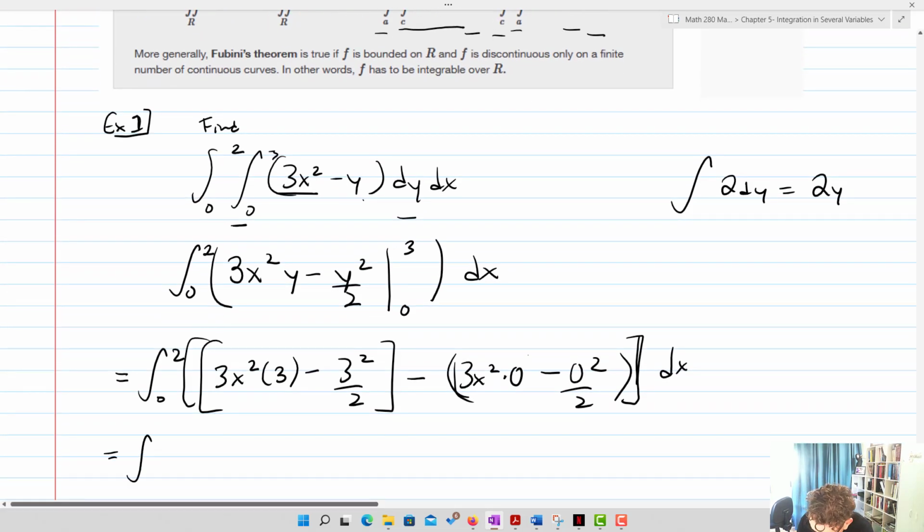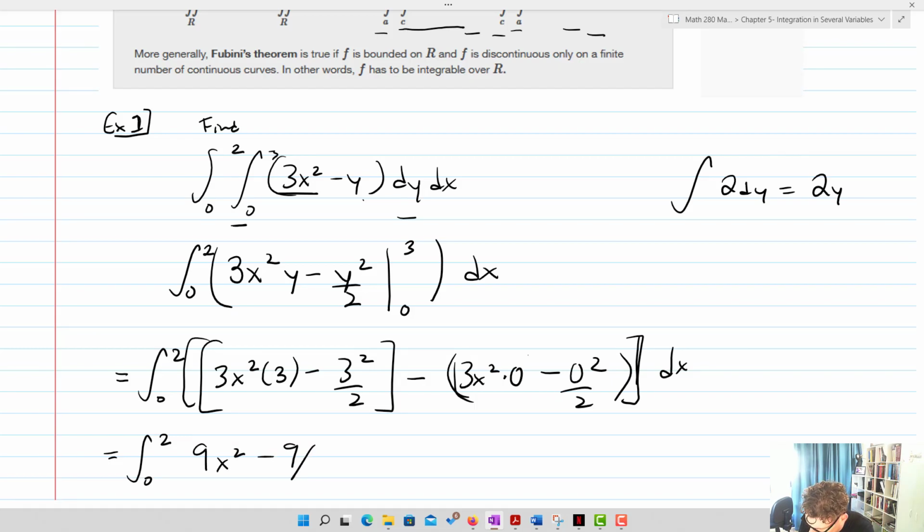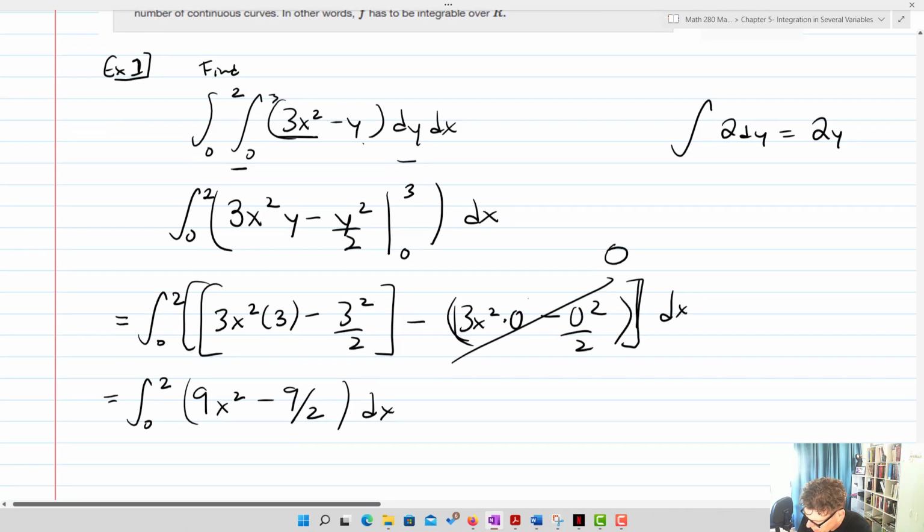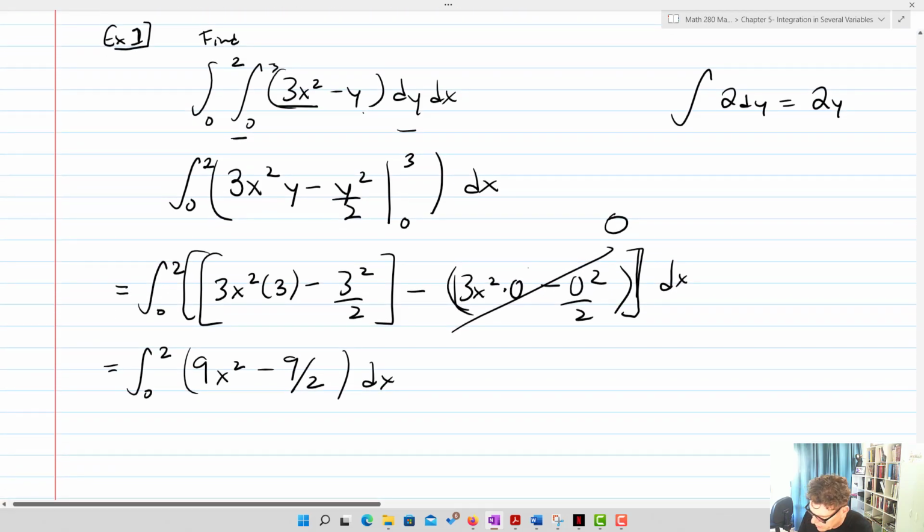And so this equals the integral from 0 to 2 of 9x squared minus 9 over 2, all dx, because this just becomes 0. All right, that's just a 0. And now all I've got to do is integrate with respect to x. So this ends up equaling 3x cubed minus 9 over 2 x, evaluated from 0 to 2.